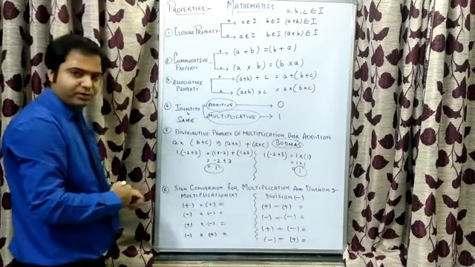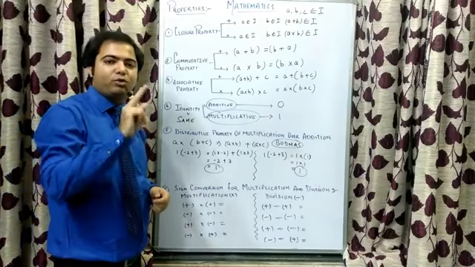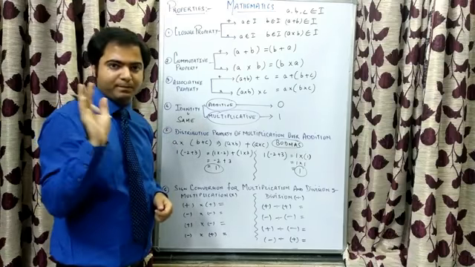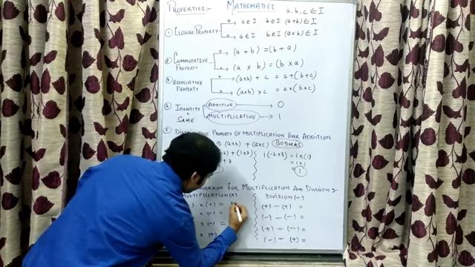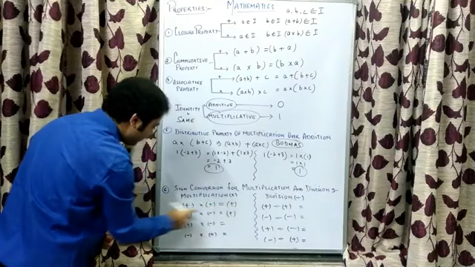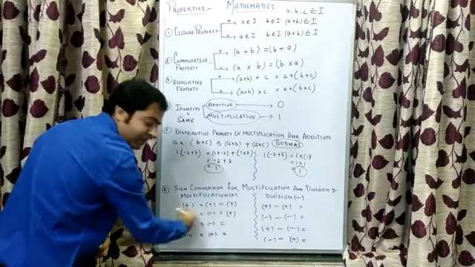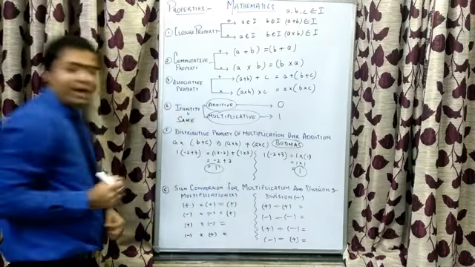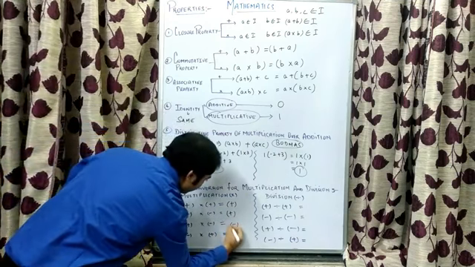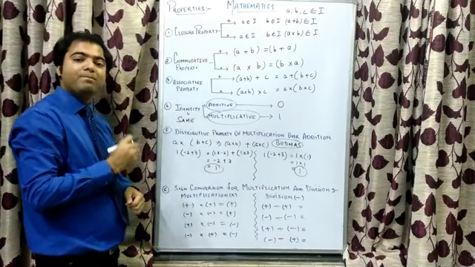Suppose for multiplication first. For multiplication, if two signs are same and they are being multiplied, the answer will always be plus. That means plus into plus will give me plus, minus into minus will give me plus. And if different signs are being multiplied, the sign will always be a minus sign.